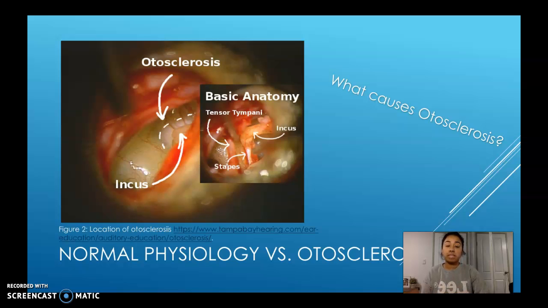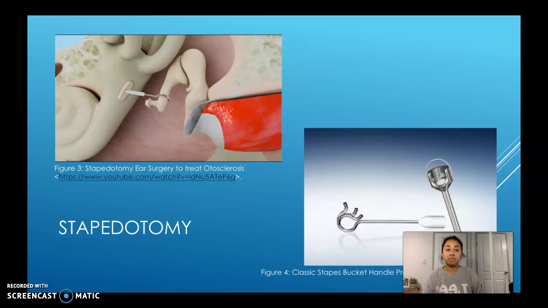Figure 2 shows the basic anatomy in the smaller image, and then the larger image demonstrates otosclerosis affecting the ear. Stapedotomy is performed as an initial response to otosclerosis. This surgical procedure involves the removal of the original stapes, and it is replaced by an artificial device, consequently enabling sound waves to travel and be received. In Figure 3, this demonstrates the typical stapedotomy surgery.